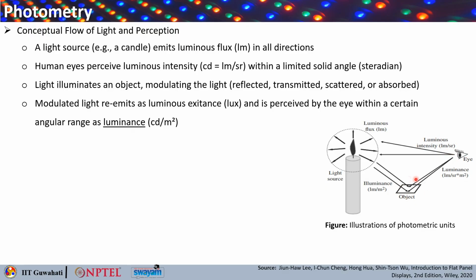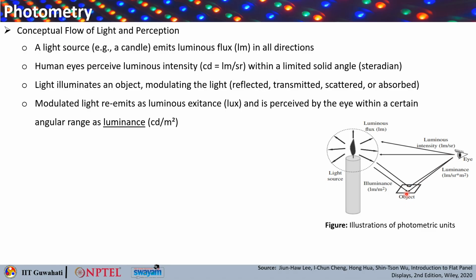Now, if there is an object nearby, this light is going to illuminate the object as well, and it is going to be modulated by the object; it can be reflected, transmitted, absorbed or scattered. So, what happens after modulation? This modulated light re-enters as luminous excitance from this particular object.